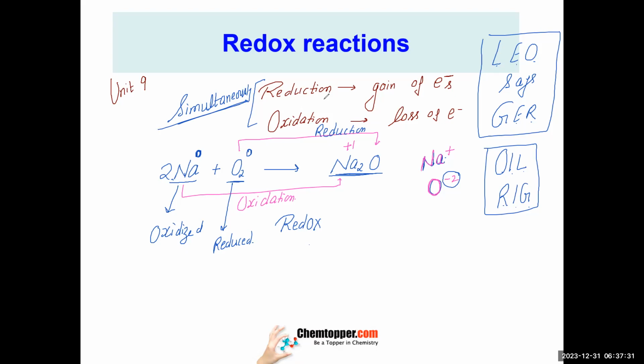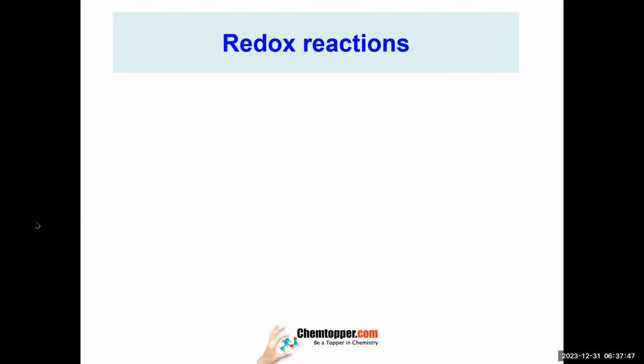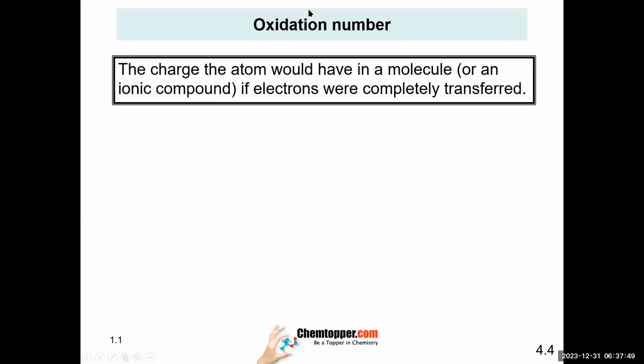Now, how do we identify oxidation and reduction? You can easily do it using the periodic table, but all the time it's not easy. So we have some oxidation number rules, and I'm going to teach you the oxidation number rules. So what is oxidation number, which I will be writing as ON?